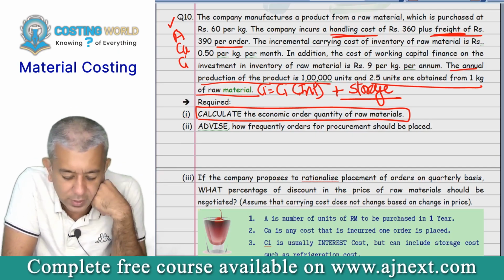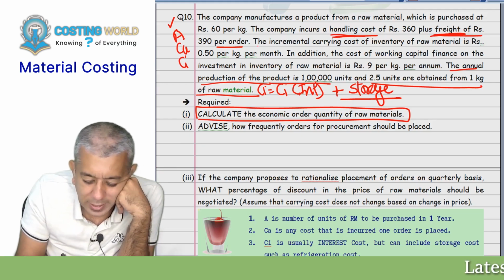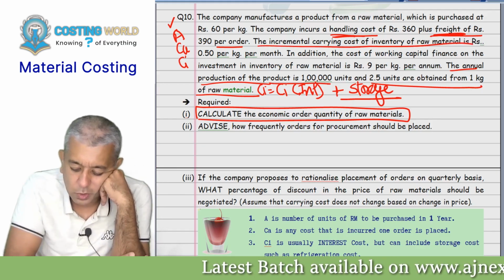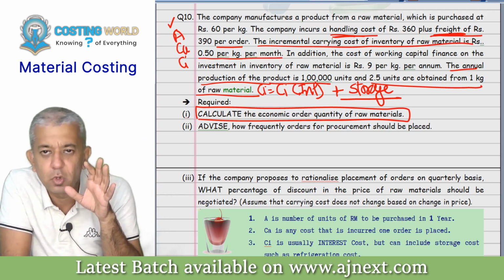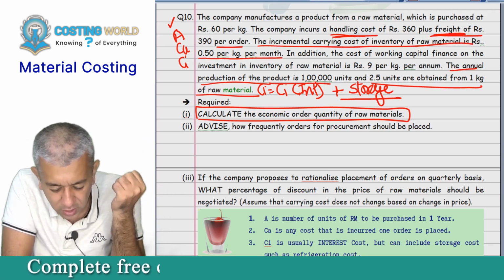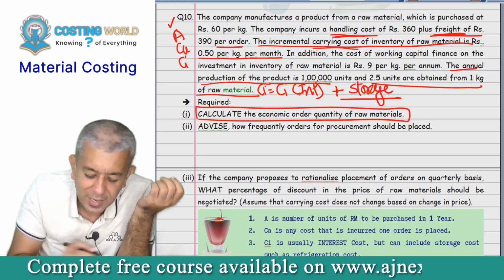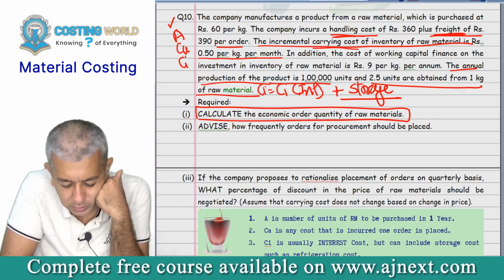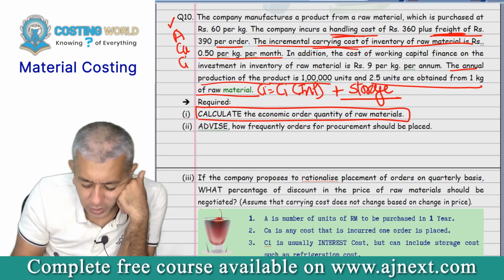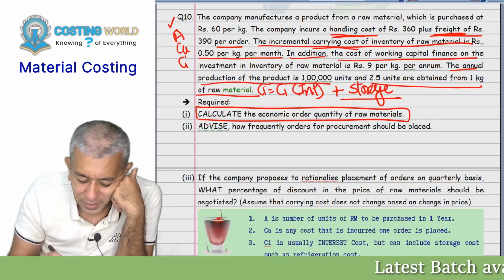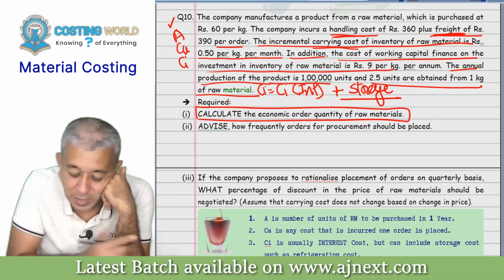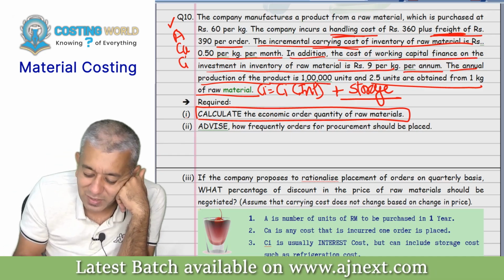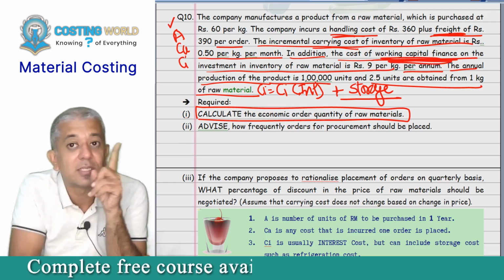Now from where do I get my CI cost? Now see, the incremental carrying cost of raw material is 0.5 per kg per month. Obviously this is your CI. Okay, it is written, no, it is your carrying cost. Okay, then there is one more. In addition, cost of working capital finance on the investment in inventory of raw materials is rupees 9 per kg per annum. Can we say this part is nothing but your interest part?